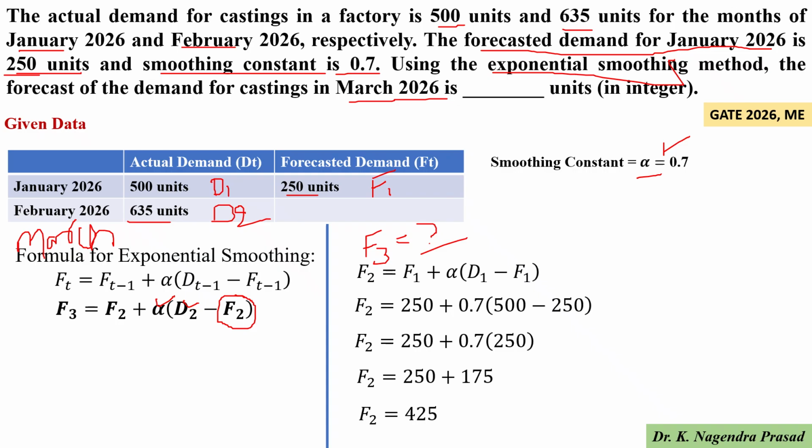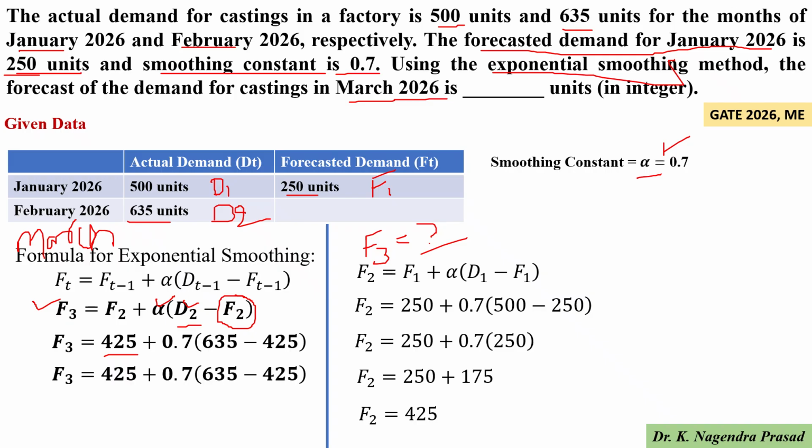So we got the F2 value. Then substitute the F2 value, alpha value and D2 value in the F3 equation. F3 equal to F2 value, which is 425, plus 0.7 into D2 value 635 minus 425. Then F3 equal to 425 plus 0.7 into 210, which is 425 plus 147, and the F3 value is 572.